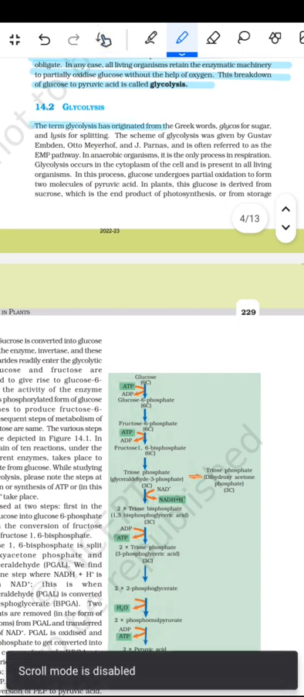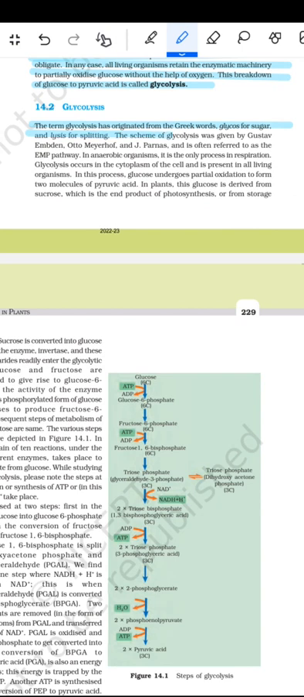Now the term glycolysis originated from the Greek words glykos for sugar and lysis for splitting. The scheme of glycolysis was given by Gustav Embden, Otto Meyerhof and J. Parnas, and is often referred to as the EMP pathway. In anaerobic organisms, it is the only process in respiration. Glycolysis occurs in the cytoplasm of the cell and is present in all living organisms. In this process, glucose undergoes partial oxidation to form two molecules of pyruvic acid.